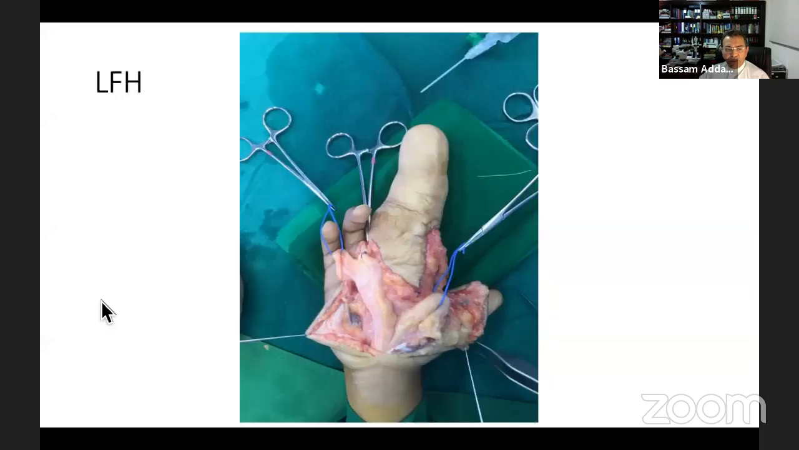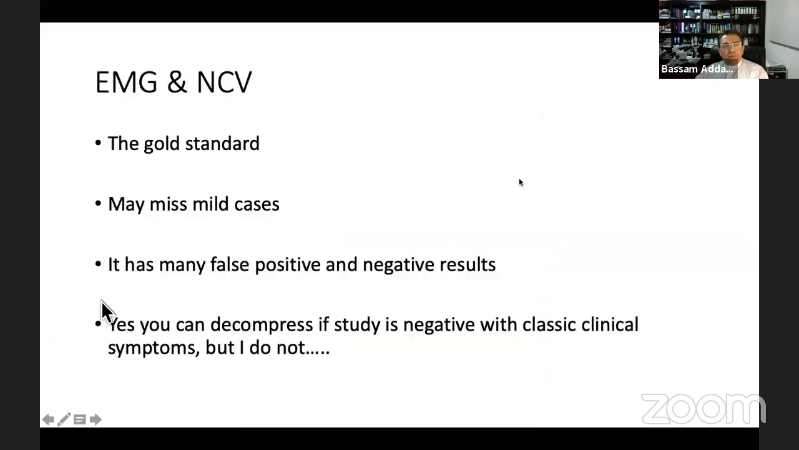Now, EMG and nerve conduction study remains the gold standard in the diagnosis, but we know that they miss mild cases. They have many false positive and negative results. I'm not worried about the false positives because we make the decision based on the clinical picture and the EMG.